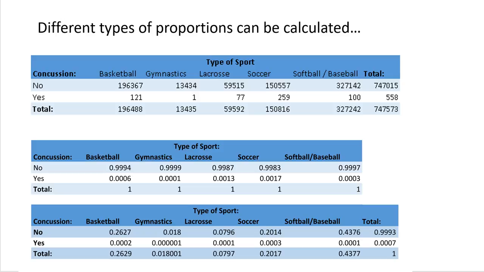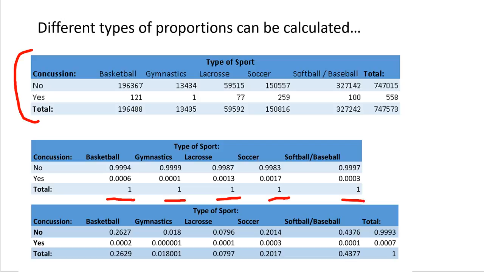Finally, it's important to be aware that different types of proportions can be calculated from a contingency table. The right way of displaying the data depends on the question we're trying to answer and which variable is in the columns and the rows. So here we've got the same data again, and in the middle table we've got the same data but in proportions of each column. This means that each column adds up to 1.